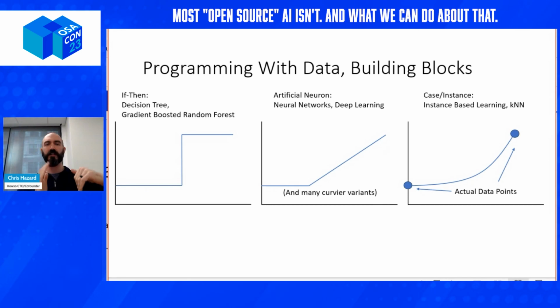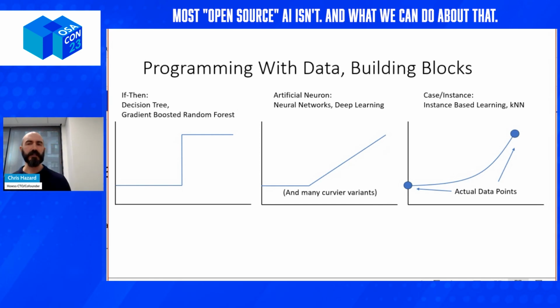So if it's less than this, it's this answer. If it's greater than this, it's this other answer. There's many ways to blend these together and scaffold these together and build these into very powerful systems. Neural networks, the building block looks quite similar. This is one of the classic techniques. Basically clamp it at this level, have a linear function going upward, but there's many curvier variants as well. This technique is chosen for many reasons, including performance.